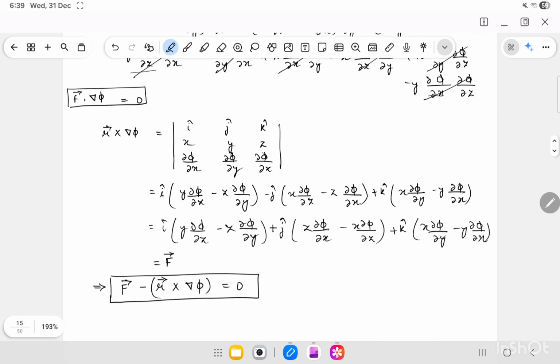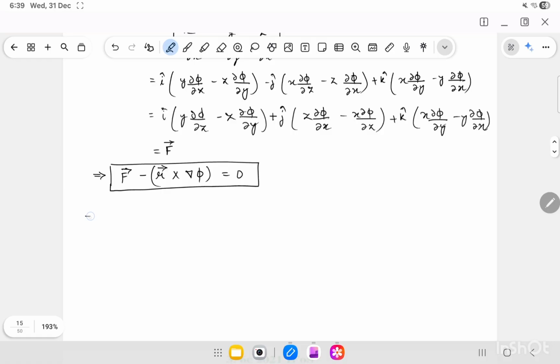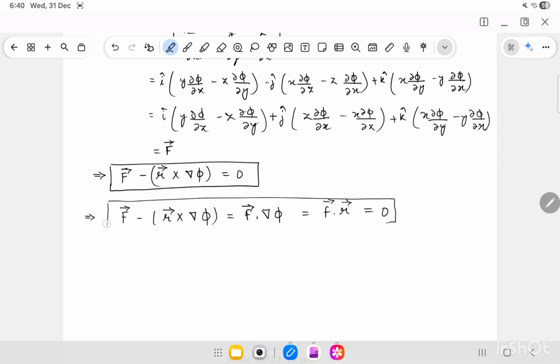Now all these three terms are equal to 0, so from here we can equate them as well. We got the relation that f vector minus the cross product of r vector and grad phi is equal to the dot product of f vector with grad phi, which is equal to the dot product of f vector with r vector, and all these three are equal to 0. This proves our second question. This is the relation that we were supposed to prove.